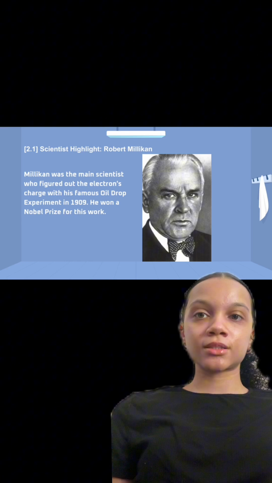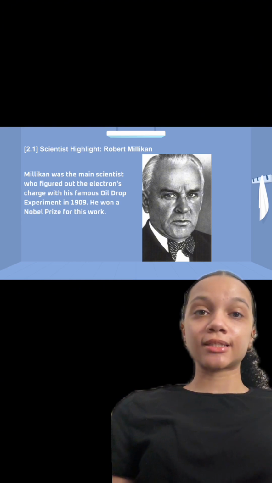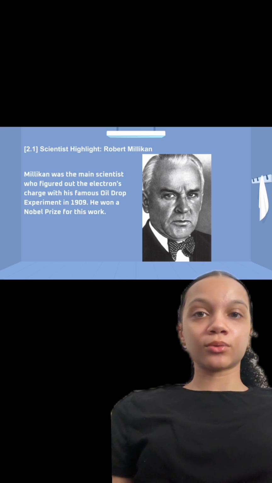So this is Millikan's discovery. Robert Millikan discovered the charge of the electron in 1909 using the oil drop experiment. It was a major breakthrough and won him a Nobel Prize.